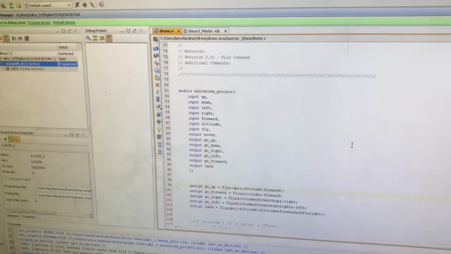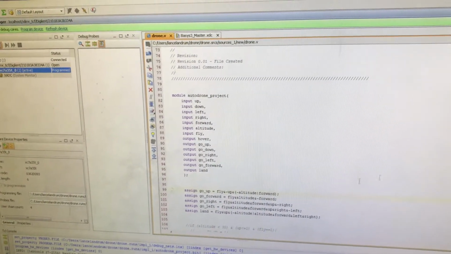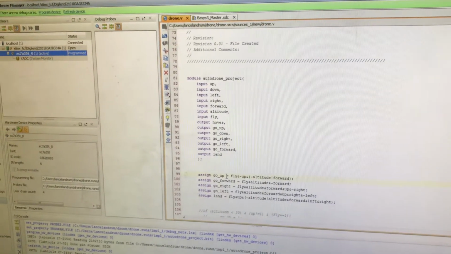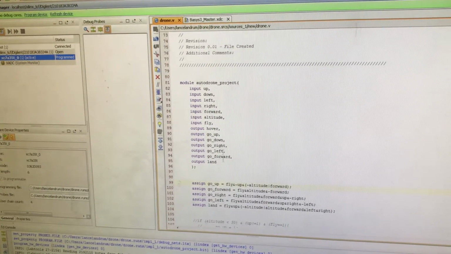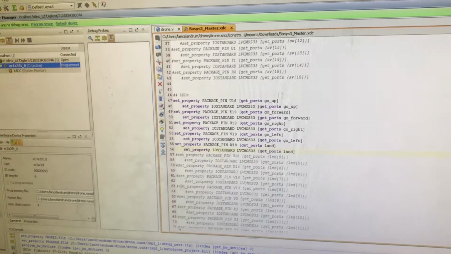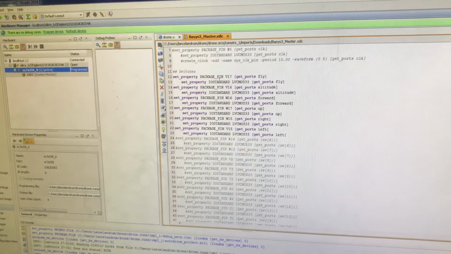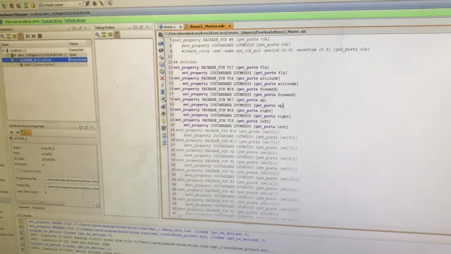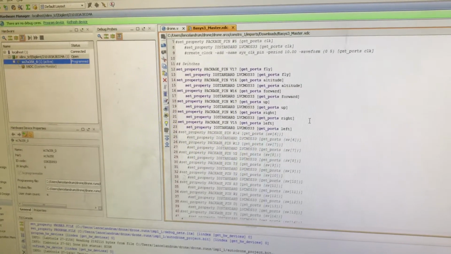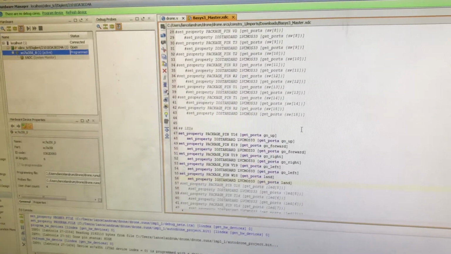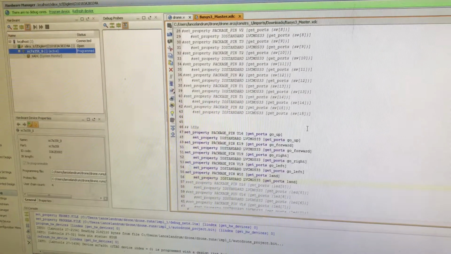So this is the code for our autonomous drone. Pretty much we assigned the movements depending upon the input sensors, if they were ones or zeros. And then here we assigned all of our inputs for fly, altitude, forward, up, right, and left. And then our outputs are telling the drone to go up, go forward, go right, go left, or land.